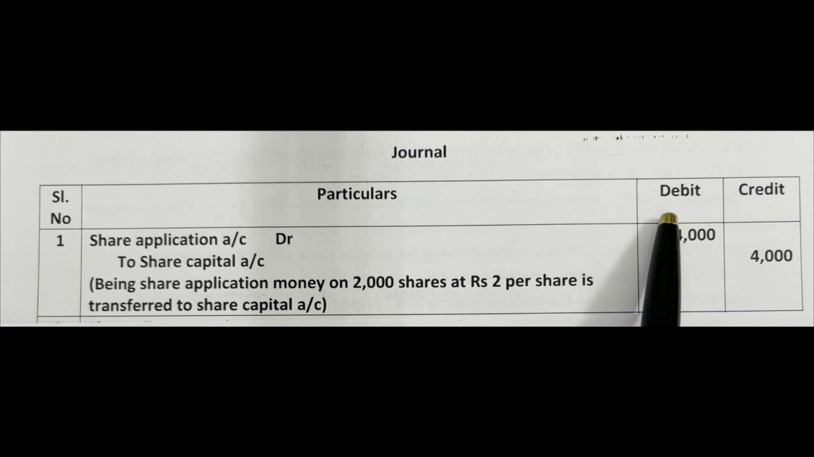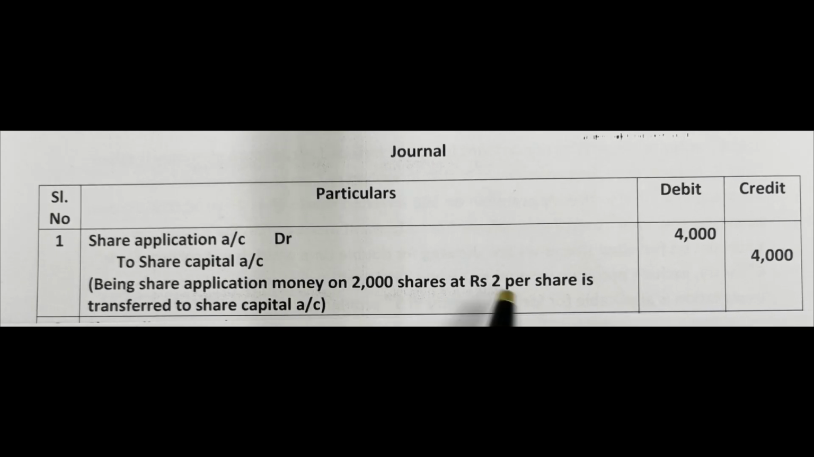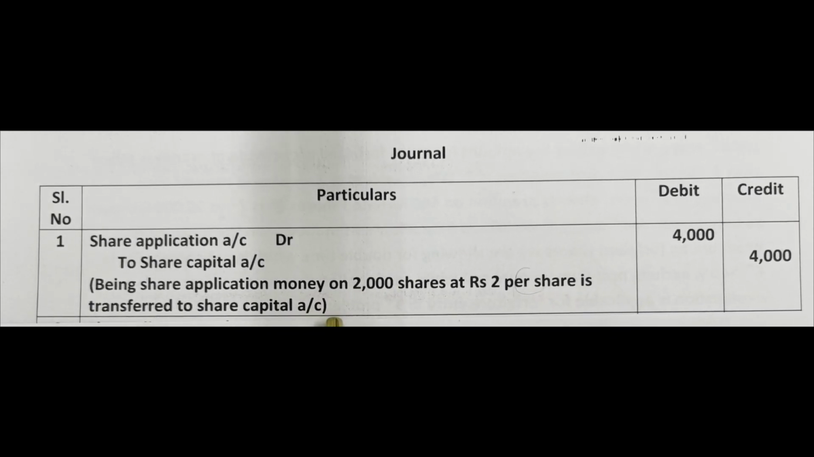This is journal. Serial number, particulars, debit, credit. First entry is share application account debit to share capital account. 2000 shares into 2 rupees per share. Application money 4000 we are transferring to share capital. Mention that as an addition. Being share application money on 2000 shares at 2 rupees per share is transferred to share capital account.